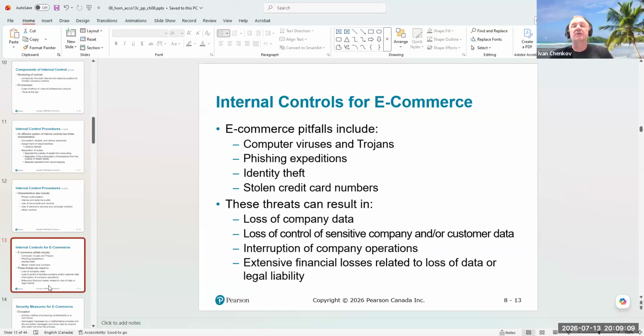Those threats can result in loss of company data. You can lose control of sensitive company and customer data. Obviously interruption of the business and expensive financial losses related to the loss of data, and legal liability, obviously, for the information released.